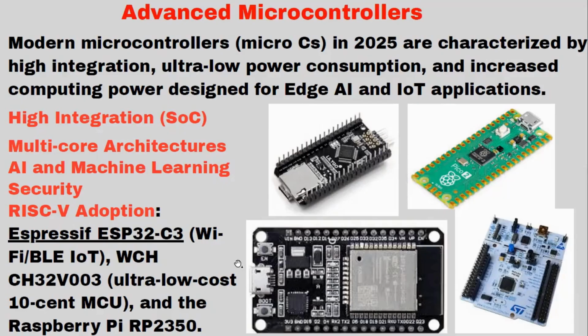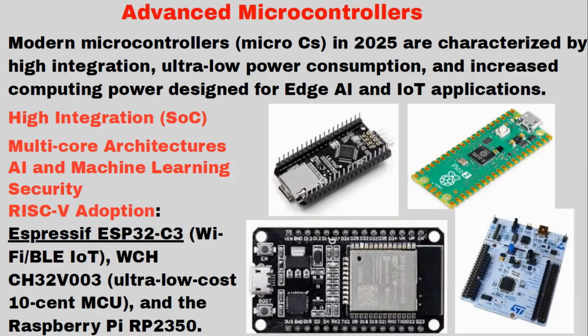There is another chip from WCH, the CH32V003 series, an ultra low cost, 10-cent MCU. It's a Chinese company basically, and the cost of the CPUs is very, very cheap. After that, another chip that has just recently come in 2025 is the Raspberry Pi Pico RP2350, which is the latest chip.